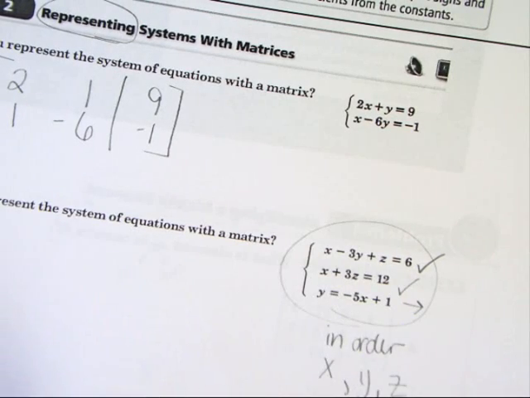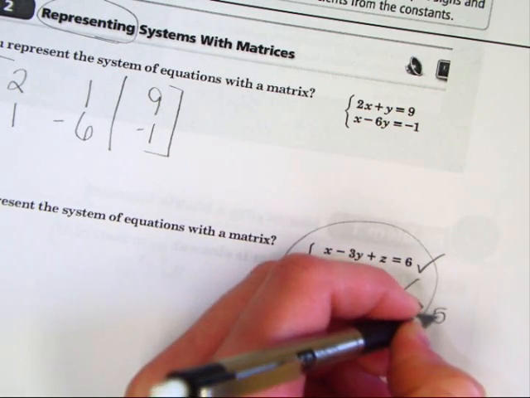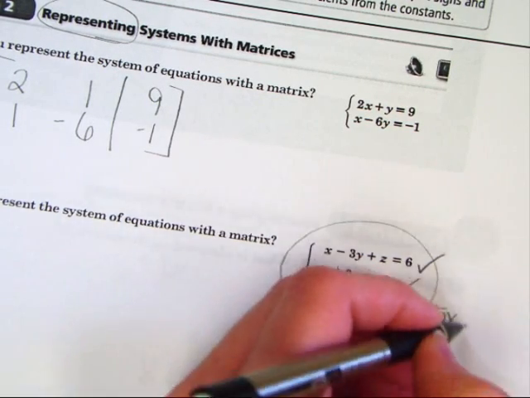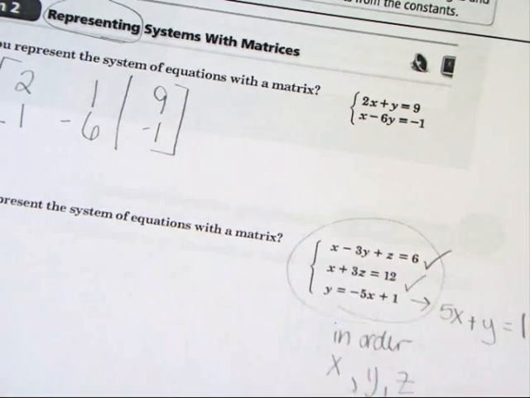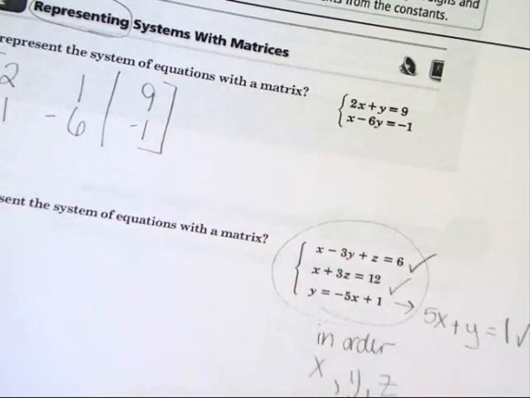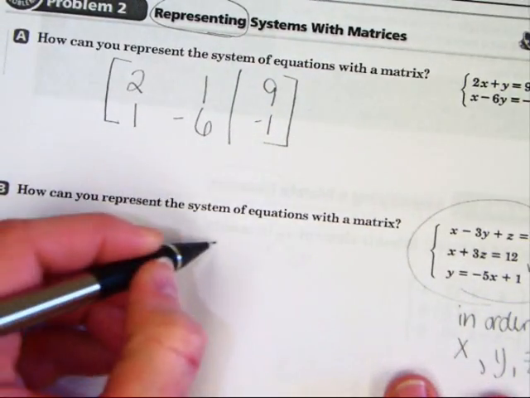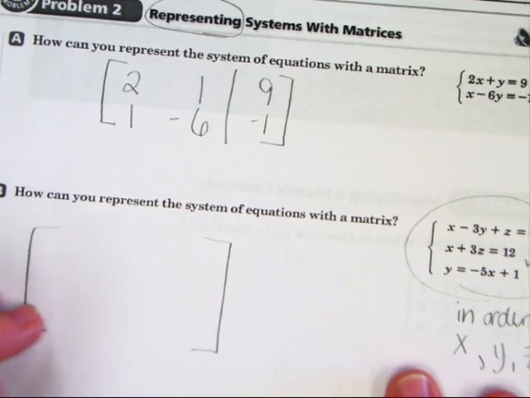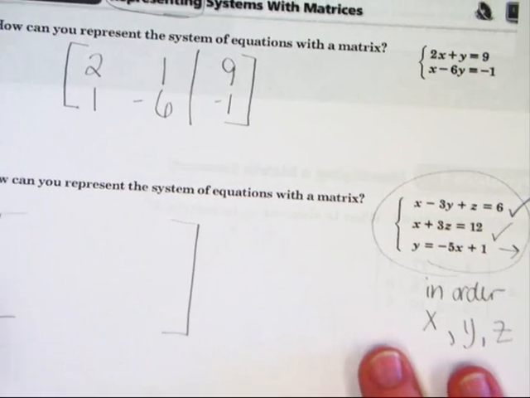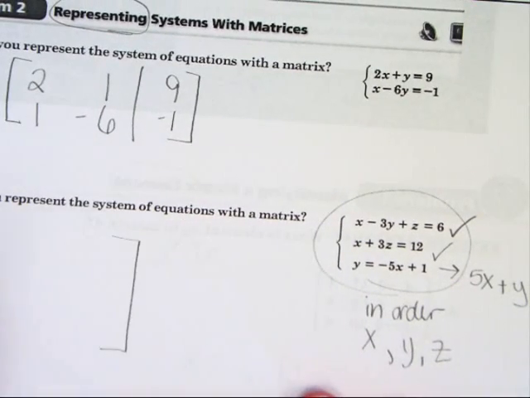We need to move a 5x to the other side. So 5x, because x belongs in the front, plus the y, there is no z, equals 1. Now it's okay. Now that it's okay, we can go ahead and make our matrix. This one is going to be three rows tall, and the x's go in the front, okay? And then the y's, and then the z's, and then the equals.